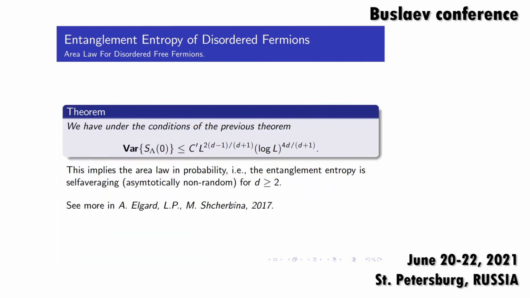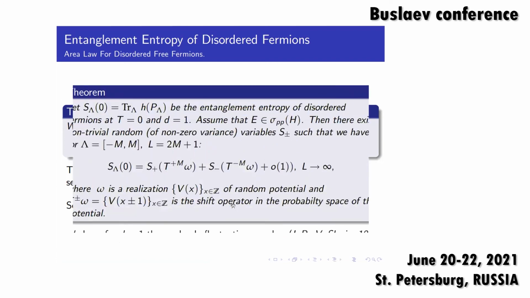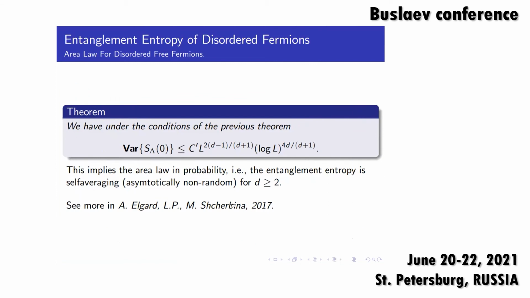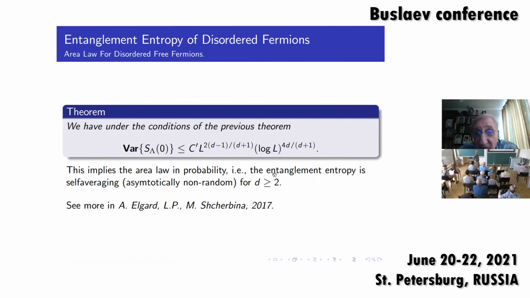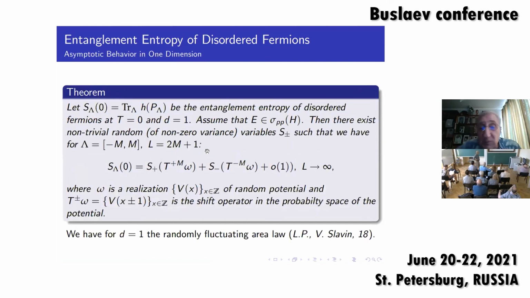Well, and now what is going on in the one-dimensional case? Because, let me show you, this formula is valid only for dimension 2 and more. And for dimension 2 and more, the variance vanishes for large L. Let's consider dimension 1. One could think that the co-authors, Sasha Elgart, Masha Shcherbina, and myself, were not able to prove something about the case of dimension 1. Not completely right. We are able to prove that in the one-dimensional case, the entropy fluctuates, unlike the multidimensional case starting from 2.